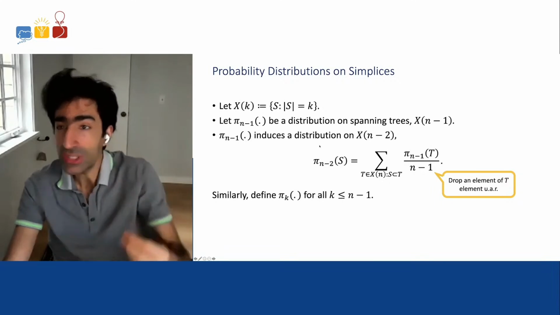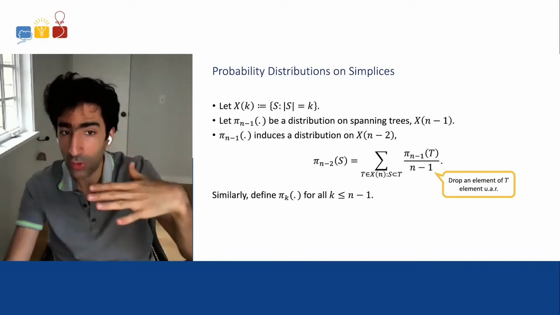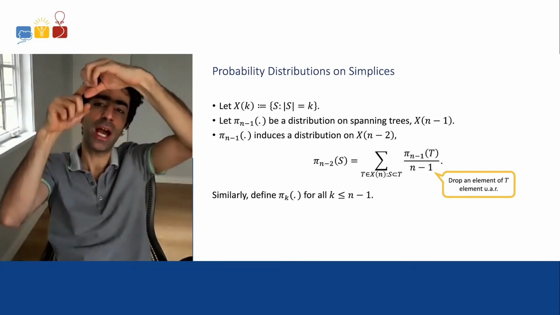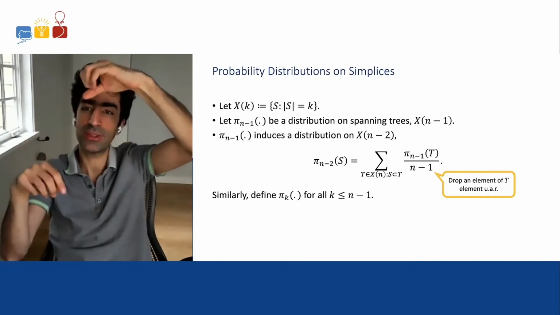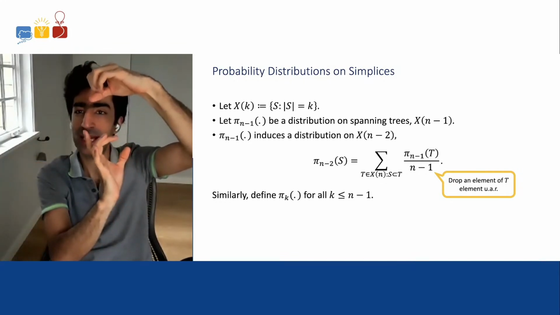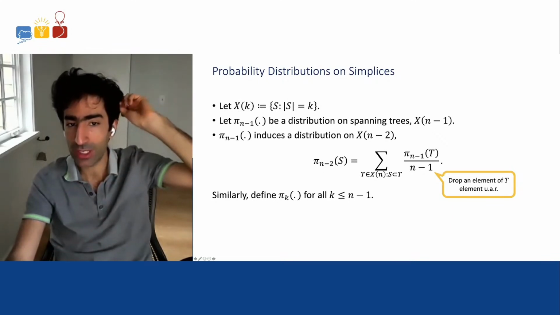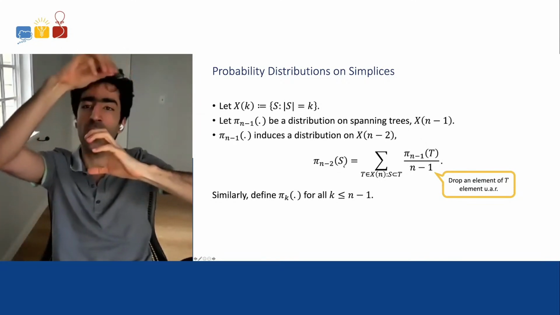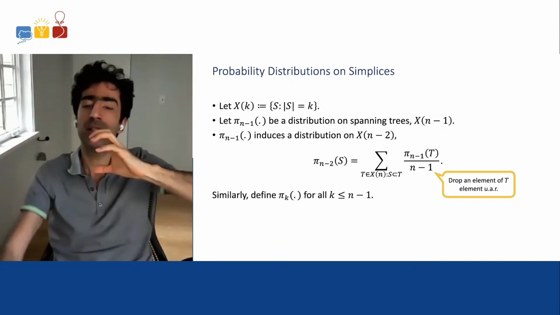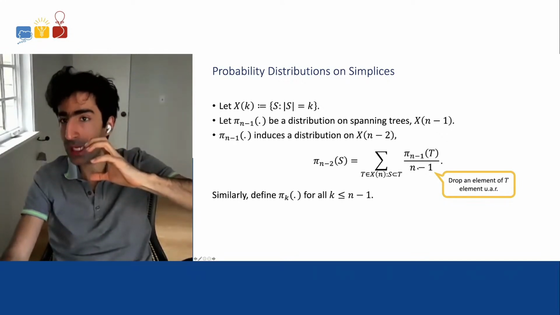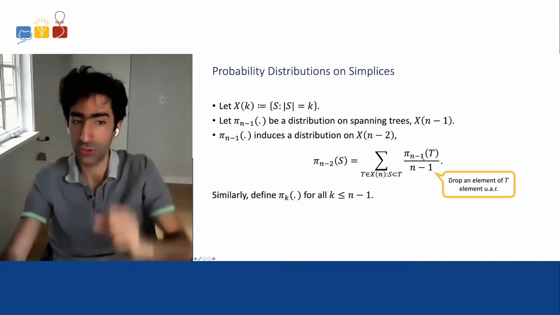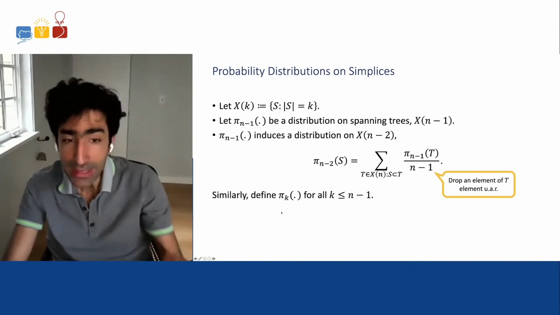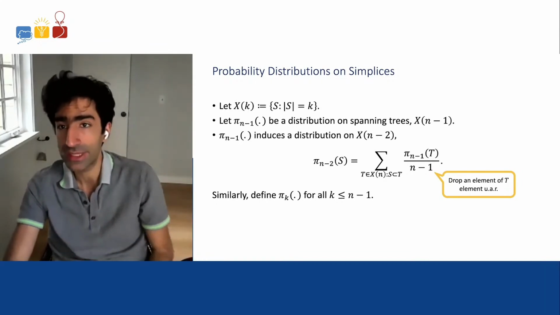This distribution induces a distribution on faces 1 layer lower, where the way I'm going to do it is that given a spanning tree, I remove one of its edges uniformly at random, and that gives me a forest of size 1 less. So if you fix a specific forest with, say, n minus 2 edges, the probability of that forest will be the summation of the probabilities of all the spanning trees that contain it, each divided by n minus 1. That's the probability that I remove a specific edge to get to this forest. I'll show you an example to see how this is done. And you can repeat this to define a distribution on every layer of the simplicial complex.